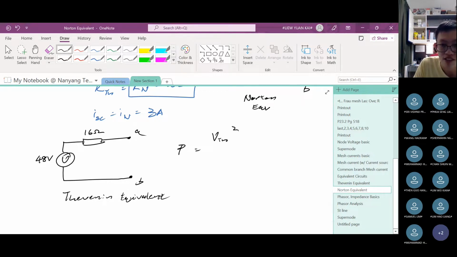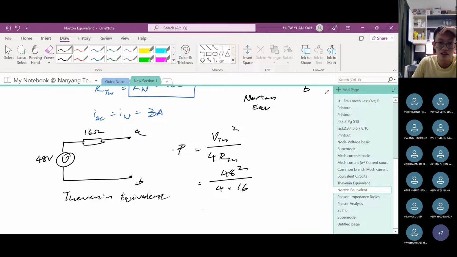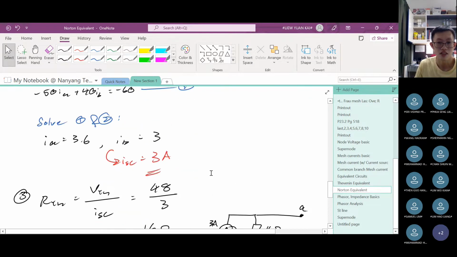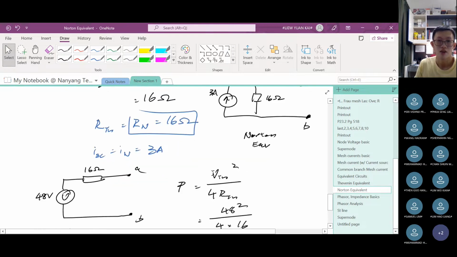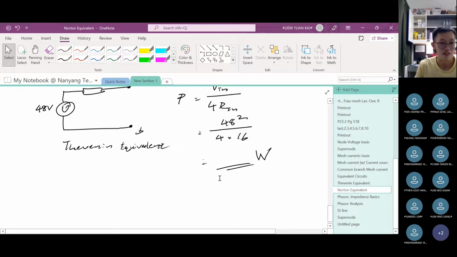So max power transfer is given by V Thevenin squared divided by 4 times R Thevenin, which is equal to 48 squared over 4 times 16. I didn't calculate this, so just punch it in your calculator and that answer should be in watts. And that's pretty much the end of equivalent circuits.